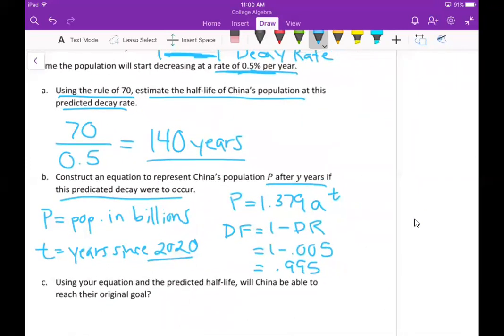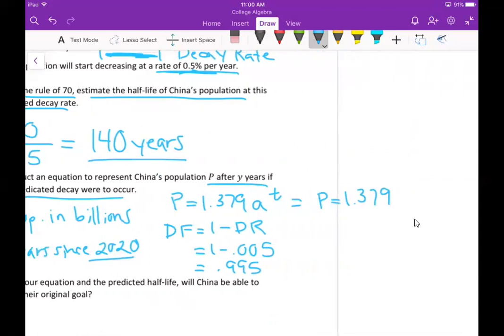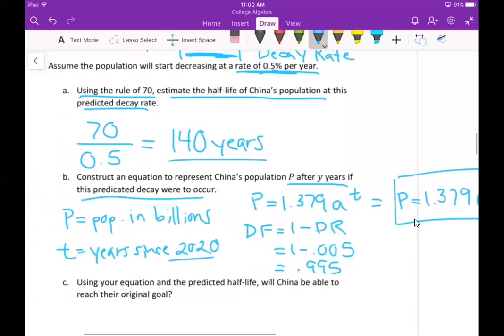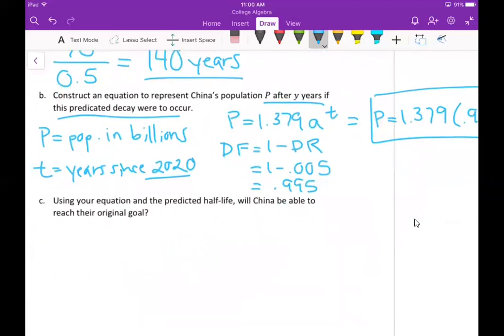So if I want to know what the population is every year, to be able to plug in any year I want, then I use the initial population of 1.379 billion with a decay factor of 0.995 to the T power. And that function would give me what I would estimate the population to be in any year past 2020 at that assumed decay rate. Okay, so using that equation and the predicted half-life, can you determine if China will be able to reach their goal?